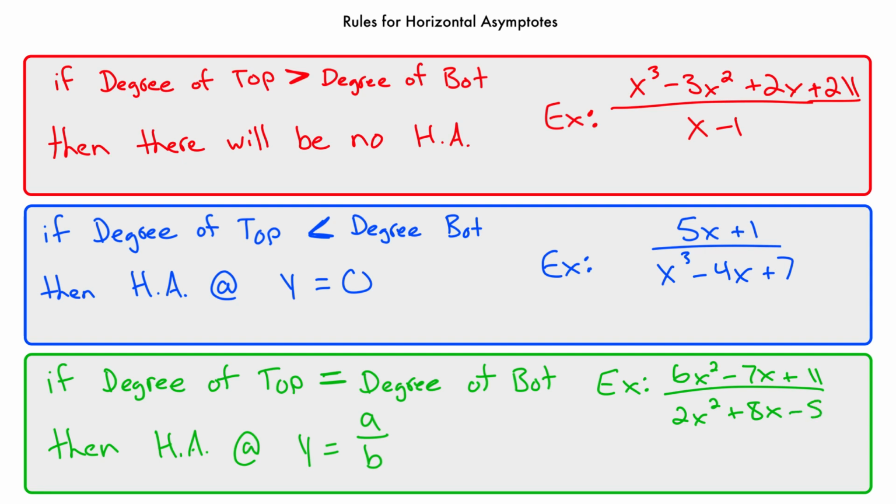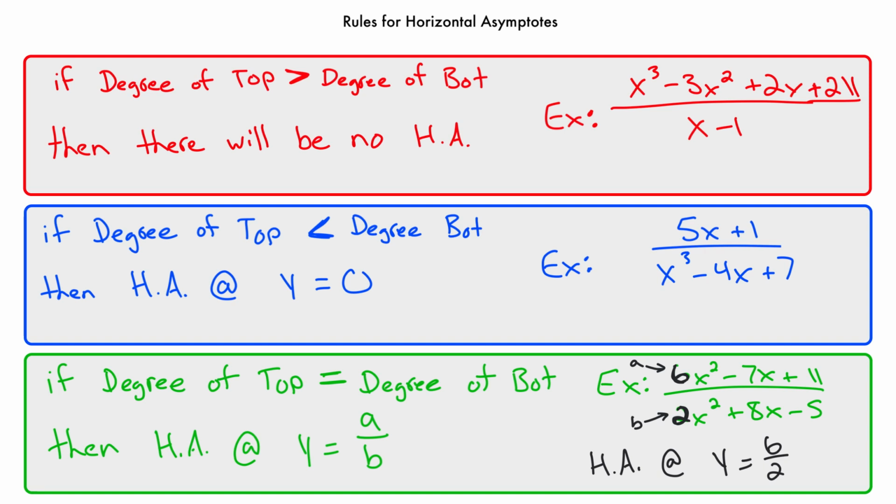My a value is the number in front in the numerator. So this right there, that's 6, that's our a value. The b value is the leading coefficient in the denominator. So that 2, that's my b value. Therefore, for my example, it'll have a horizontal asymptote at y is equal to 6 over 2.